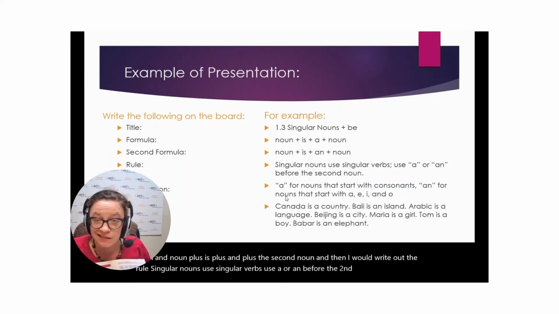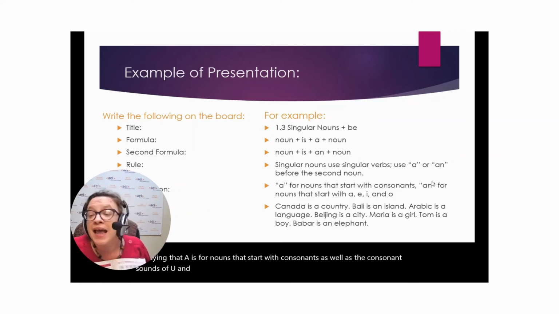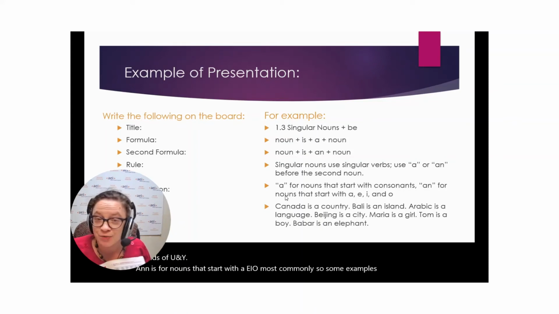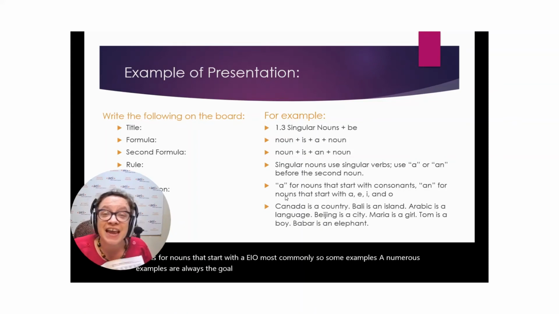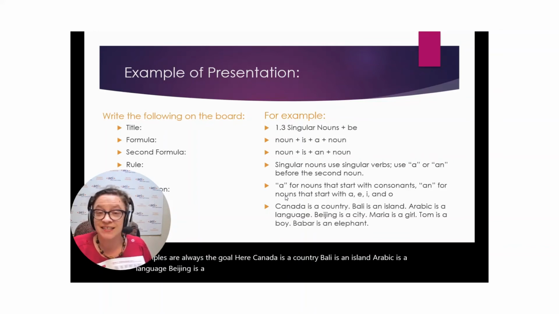And I would explain this by saying that a is for nouns that start with consonants as well as the consonant sounds of U and Y. An is for nouns that start with A, E, I, and O, most commonly. So some examples, numerous examples are always the goal here. Canada is a country. Bali is an island. Arabic is a language. Beijing is a city. Maria is a girl. Tom is a boy. Babar is an elephant. So that would be the presentation process.